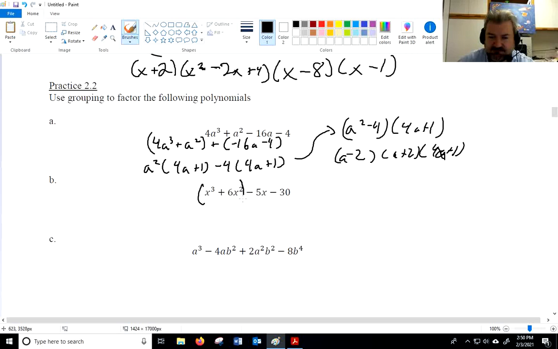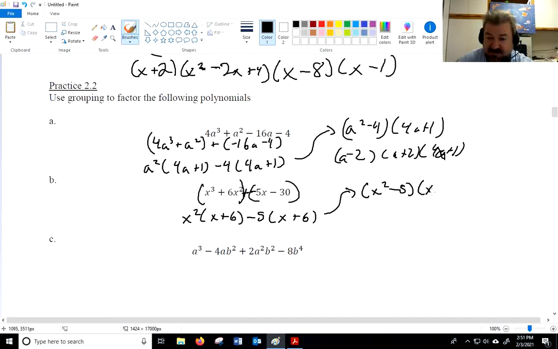Group this, and then make this plus a negative, and group that negative in there so you factor it out. I have x squared times x plus 6 minus 5. I can bring a 5 out of each one, x plus 6. So this ends up being x squared minus 5 left over when I factor out the x plus 6. All right, let's try the next one.